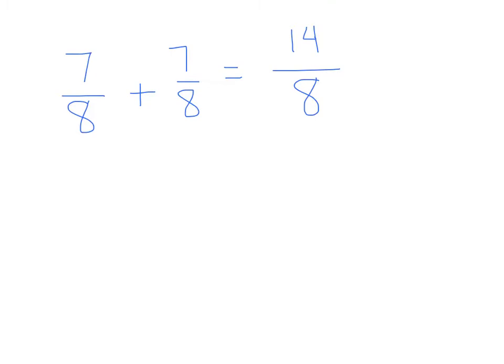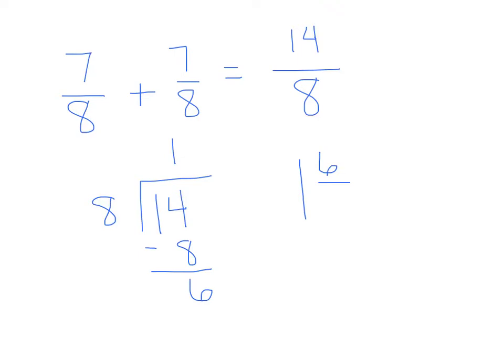14/8, we're going to put that into lowest terms. So we do 14 divided by 8. We say how many eighths, or how many wholes, are there in 14? There's 1, and that's 8. So that means that there are 6 left over. So that means we have 1 and 6/8.